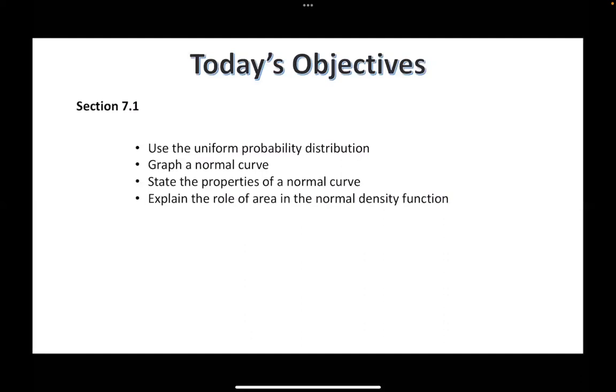So we're going to look at a uniform probability distribution, and we're going to graph a normal curve. I've talked a little bit about normal curves, and we're going to talk about what the properties of a normal curve are, and then look at what the area means under a normal density function. And so we're laying some groundwork for things that we're going to be using for the rest of the term.